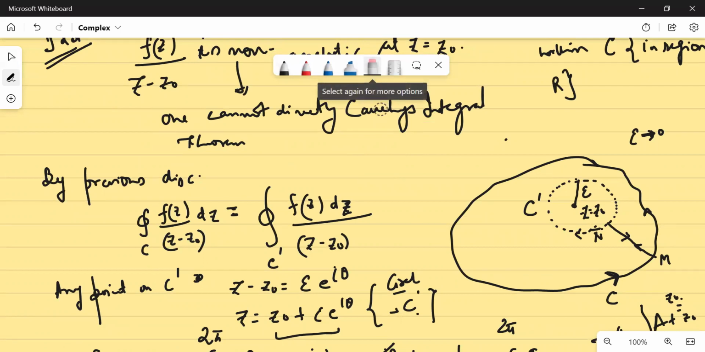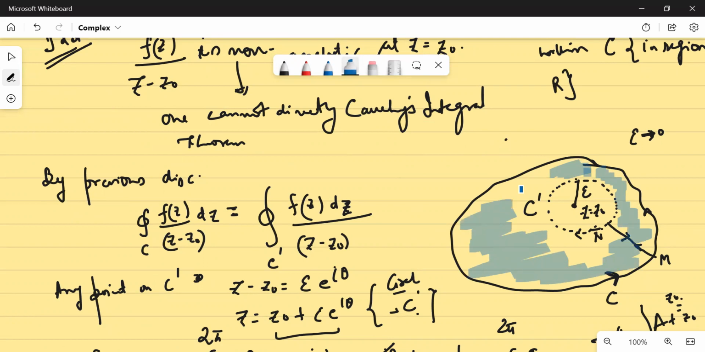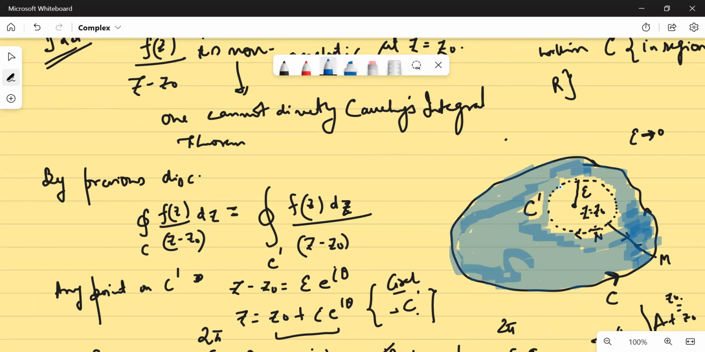So what I have done is I have created a slit kind of pattern, and now I'm saying that in this particular region, if you escape this slit, forget about the slit, in this region you can clearly see that f(z) upon z minus z naught is analytic. There is no problem because we have circumvented the singularity inside a circle of small radius. So in this region, you can apply Cauchy's integral theorem. Here you can see that f(z) upon z minus z naught is completely analytic. There's no problem about it.